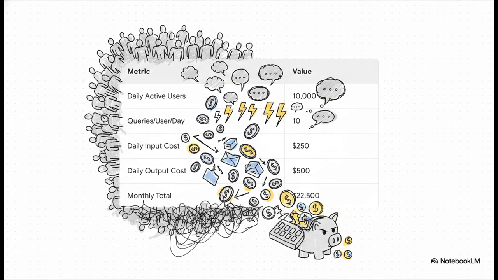an absolute nightmare. If you've got 10,000 users making 10 queries a day, and each query has 1,000 input tokens, so your system prompt plus the context, at $2.50 per million tokens, you're looking at $250 a day. Add 500 output tokens per response at $10 per million, that's another $500 a day. Multiply all of that by 30 days, and yeah, there's your $22,500 invoice.